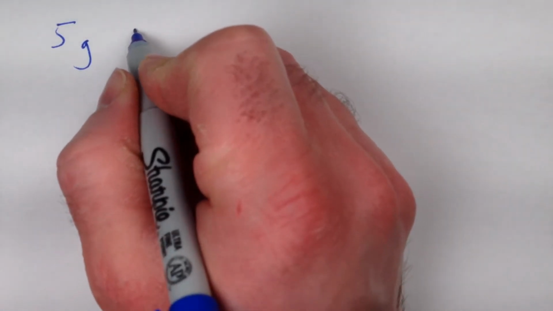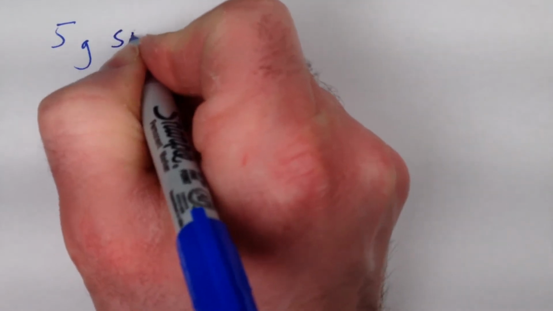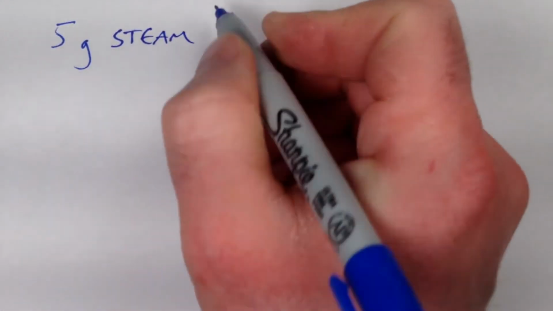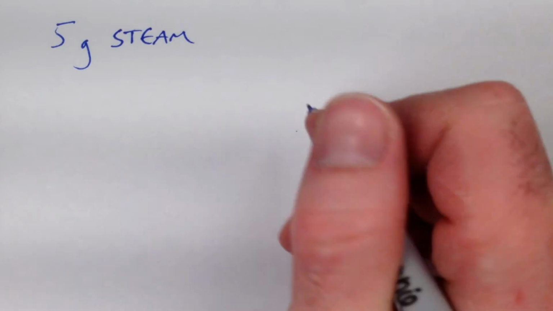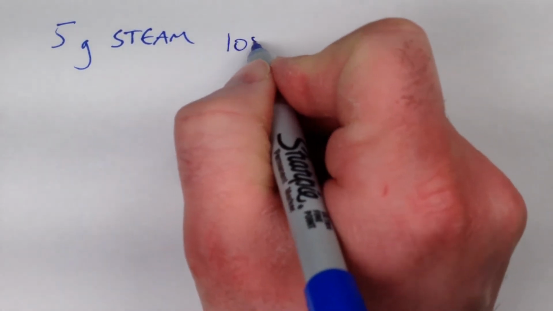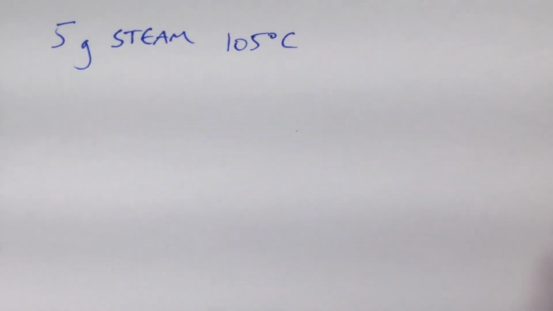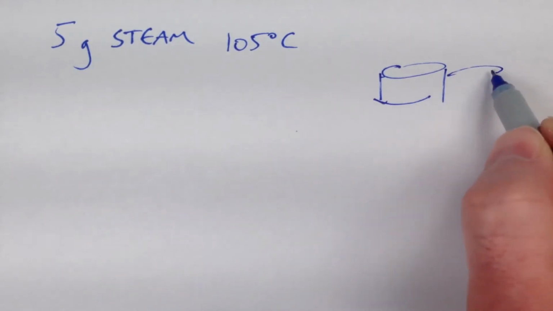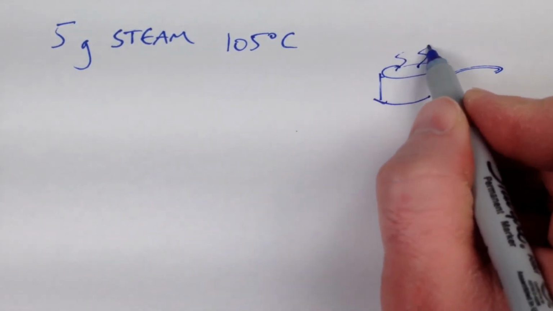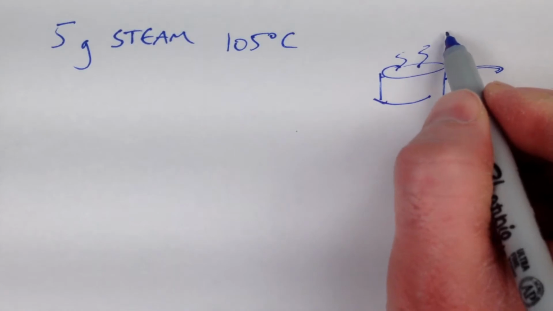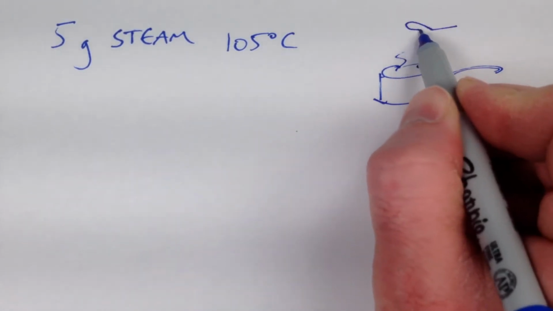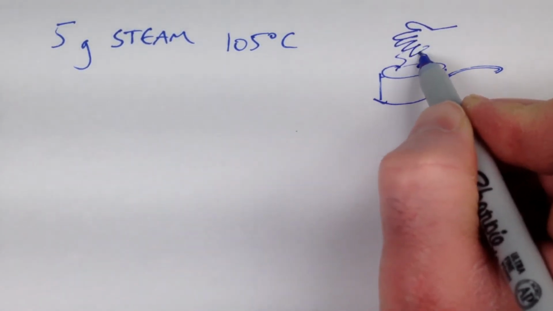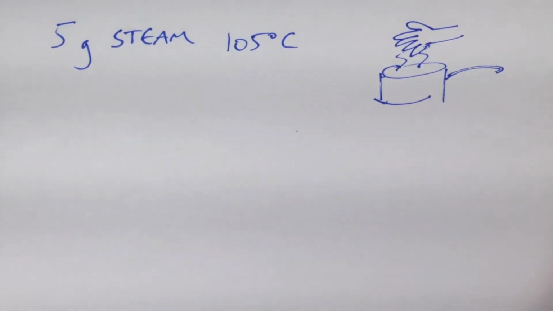So if we've got 5 grams of steam, that would be like water vapor, and it is at 105 degrees C. It's only 5 degrees above boiling. Here's the situation. Boiling some water. Steam's coming up. And then Mr. Estes foolishly reaches his poorly drawn hand over that steam, and he's going to get a nasty burn.